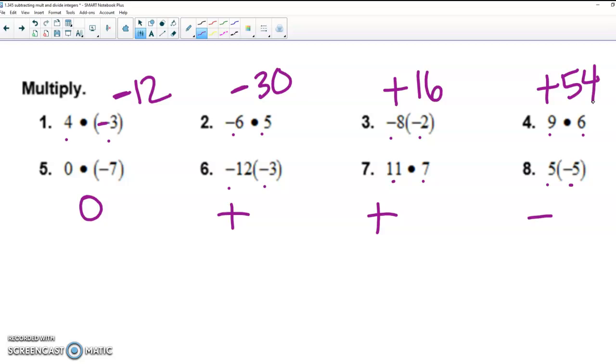Let's keep going with number 6. 12 times 3 is 36, and I already decided it was positive. 11 times 7 is 77. We already decided it was positive. And 5 times 5 is 25.